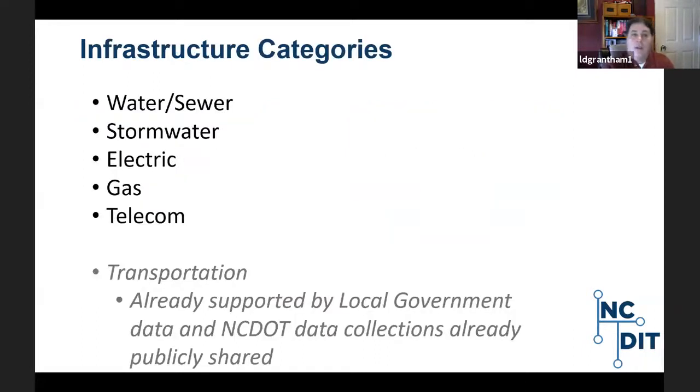So in determining our infrastructure categories, that sort of list or inventory of infrastructure, the very first thing that we came up with was defining some broad categories. So the obvious one is water and sewer. Most folks think about water infrastructure, sewer infrastructure. Stormwater typically is a separate utility in most municipal contexts. So we felt like that was a good, worthwhile one.